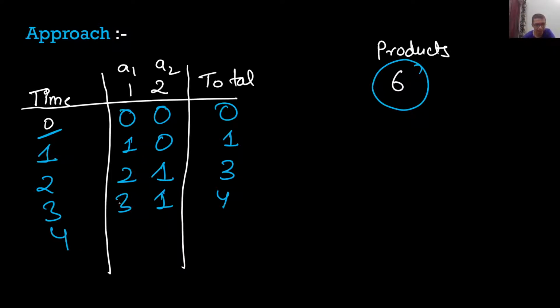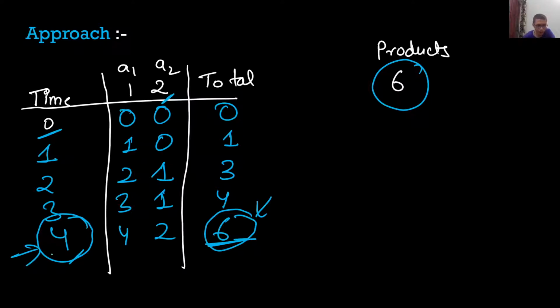At 4 seconds, A1 will now make 4 products because 1 product in 1 second. A2 makes 1 product in 2 seconds, so in 4 seconds, it will now make 2 products. So 4 plus 2 is 6. We can see that we have finally got our answer. Our answer would be 4 seconds, because to make 6 products, we need 4 seconds. So for this case, with times 1 and 2, our answer would be 4 seconds.